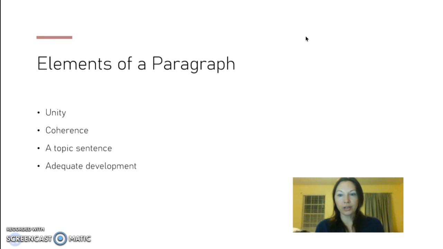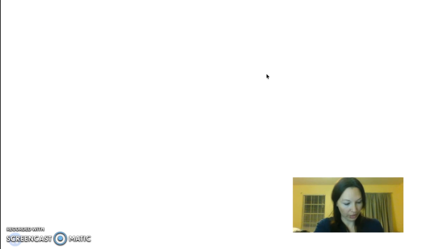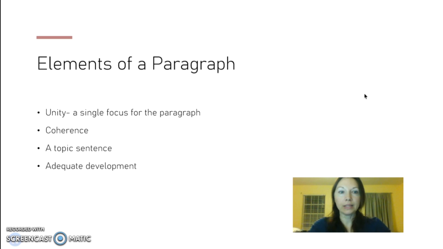So next we're going to talk about the elements of a paragraph, or the characteristics of a paragraph. And all these things, unity, coherence, a topic sentence, adequate development, all of these will kind of overlap, but we need to talk about all of these when we are developing a well-written paragraph. So let's go into each one of them individually. So the first one, unity. That just means that we have a single focus for the paragraph, one main idea.